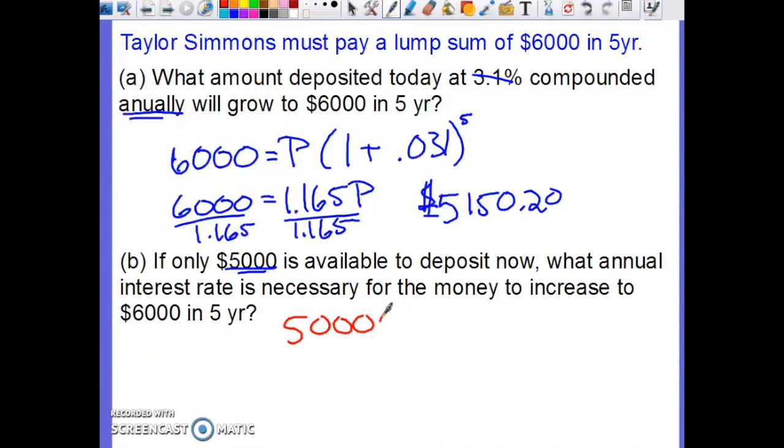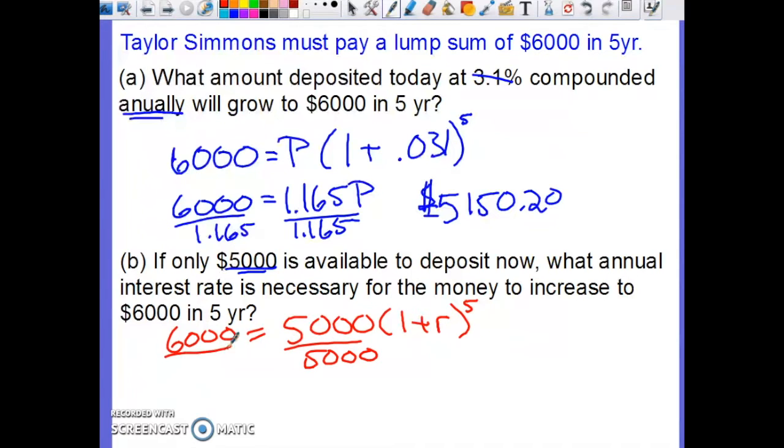5,000 times 1 plus R. We don't know what R is, and we're raising that to 5 years times 1, which is just 5 right here. Now this is equal to 6,000, which we're still trying to get to. And we just need to solve for R. To solve for R, the first thing we should do is isolate this exponential piece, so we divide by 5,000 on each side.